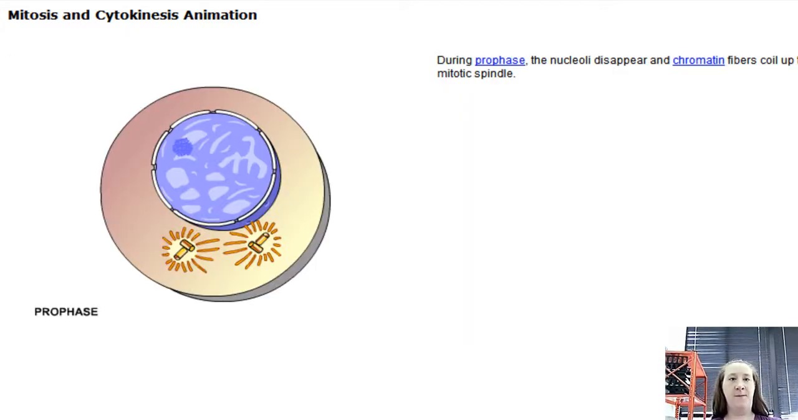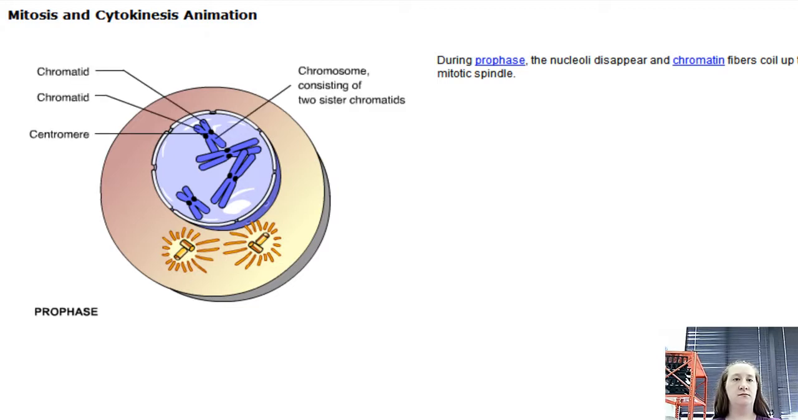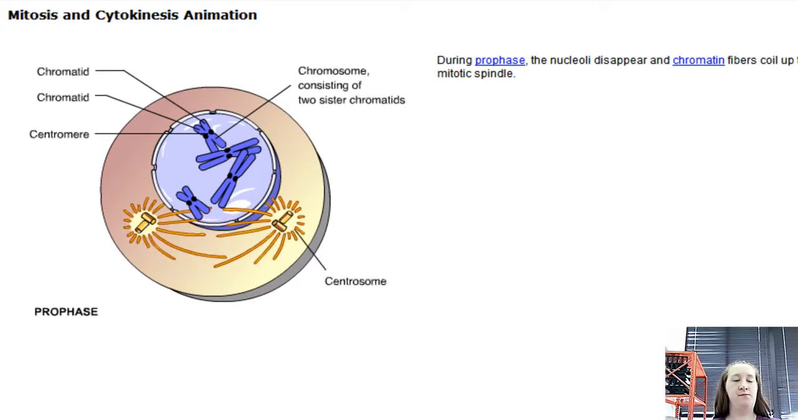During prophase, the nucleoli disappear and chromatin fibers coil up to become discrete chromosomes. Each chromosome consists of 2 identical sister chromatids joined at the centromere. Microtubules grow out from the centrosomes, initiating formation of the mitotic spindle.